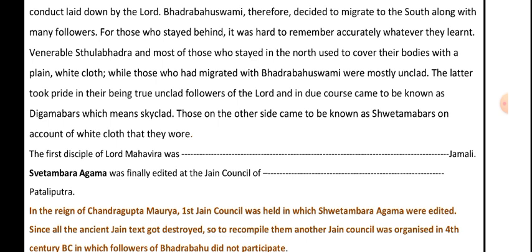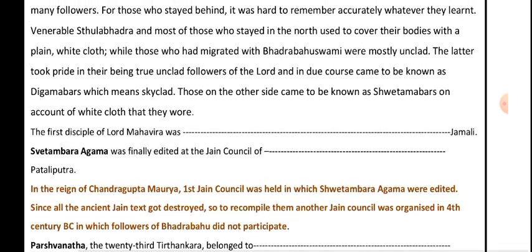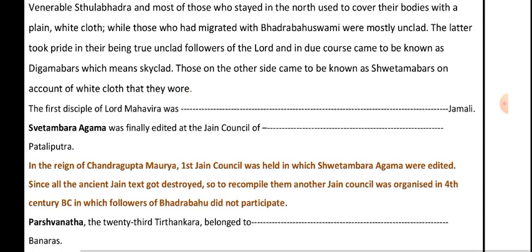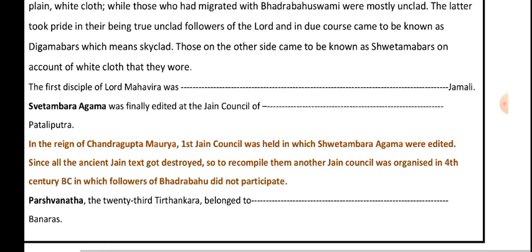Bhadrabahu Swami therefore decided to migrate to the south along with many followers. For those who stayed behind, it was hard to remember accurately whatever they had learned. Under Sthulbhadra, most of those who stayed in the north used to cover their bodies with a plain white cloth. Those who had migrated with Bhadrabahu Swami were mostly unclad. The latter took pride in being true unclad followers of the Lord and in due course came to be known as Digambars, which means sky-clad. Those on the other side came to be known as Svetambars on account of the white cloth they wore.